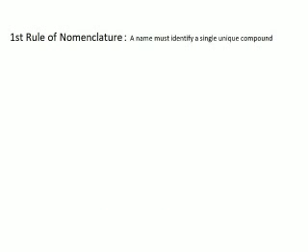Which brings us to nomenclature, the naming of compounds. And the first rule of nomenclature is that a name must identify a single unique compound. The whole point of using the name is so that you know what compound you're talking about. If a name identifies several different compounds, then using the name does not in fact tell you what you are talking about. And so the first rule of nomenclature is that a name must identify a single unique compound.